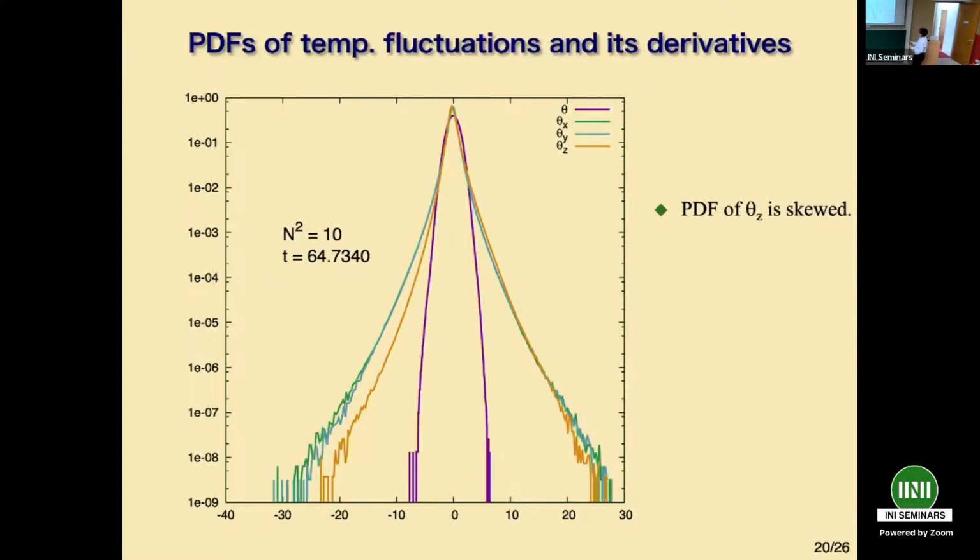Z derivative shows skewed means, so we see a higher possibility of finding positive slope or bigger positive slope than negative slopes. That explains the asymmetry in the rising and... well, anyway, let me continue.